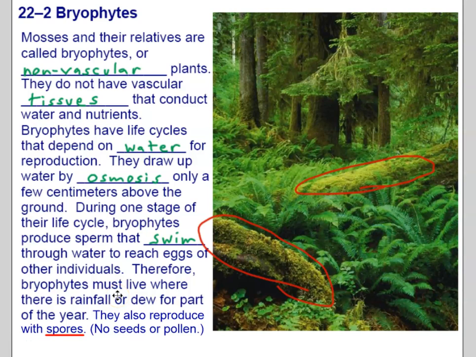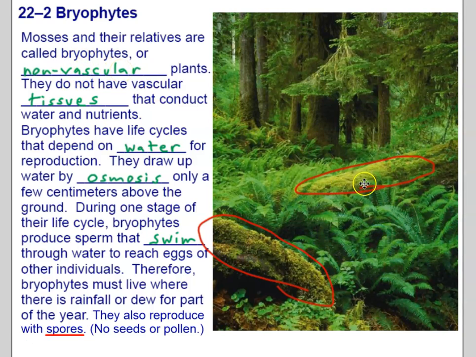All right, today we're going to be looking at the bryophytes, and bryophytes is a general term just referring to mosses and their relatives. You could also say mosses and their allies, just like different countries have allies. They are non-vascular plants, which means they don't have the plumbing, the tubes, the tissues that are capable of transporting water high up into the plant. So that means that they remain small.